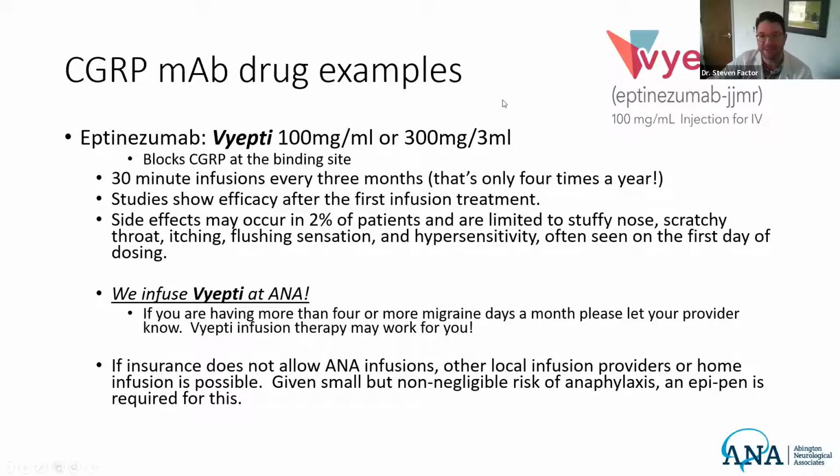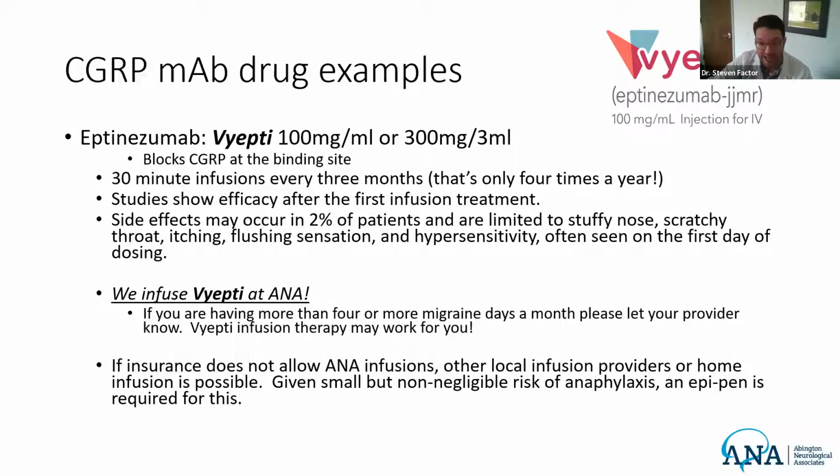Vyepti. So Vyepti is another CGRP monoclonal antibody, much like the 3 that I just mentioned. However, it is an infusion. This is not something you can do at home. It is something that you would get infused at a clinical center, like Abington Neurological Associates. We perform this infusion here all the time. It is a 30-minute infusion that's performed every 3 months.